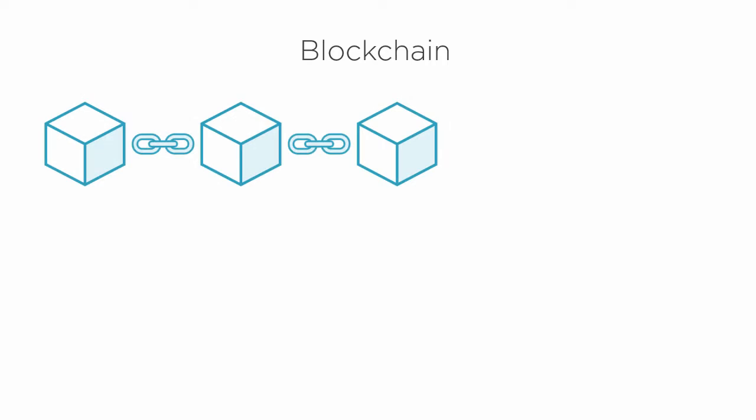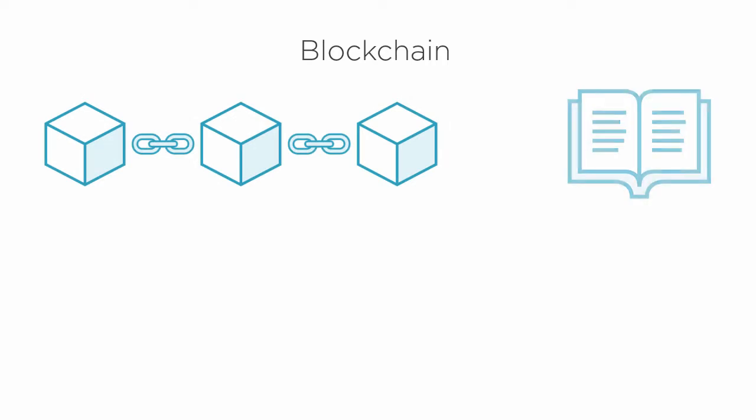So here we have a visual representation of the blockchain. And you can think of it as a digital ledger, much like a checkbook would be in a checking account, right? It is a ledger of all transactions. Everything that gets done gets entered line by line into that ledger.